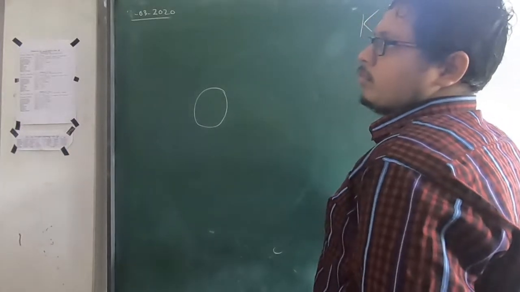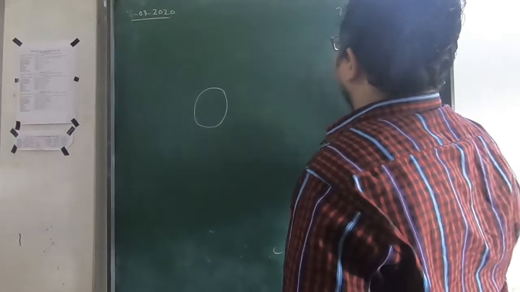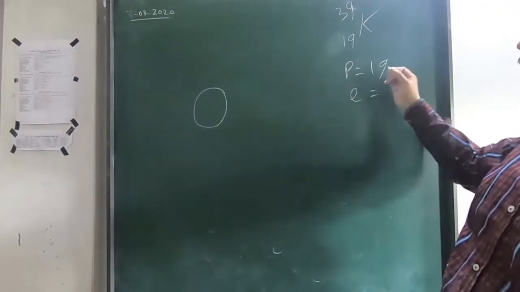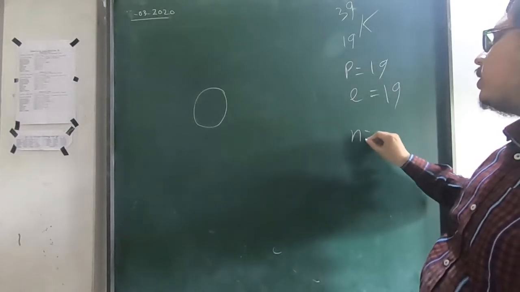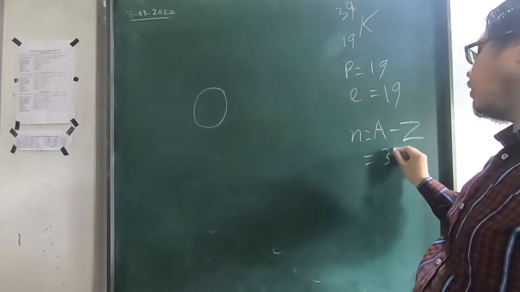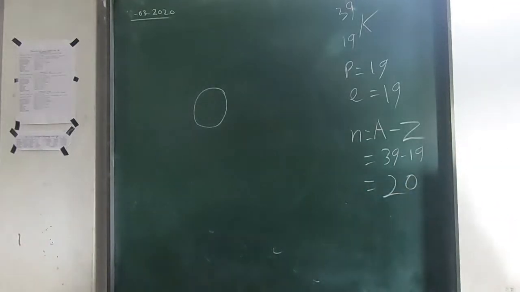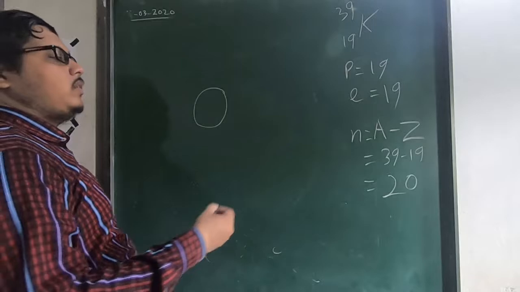First of all, let's talk about this example. Potassium. Potassium has atomic number 19, mass number 39. So proton will be 19, electron will also be 19. And neutron will be how much? Again, A minus Z. That means 39 minus 19. How much? 20. Is it not? 20, right? So let's try to do the electronic configuration and draw the structure.